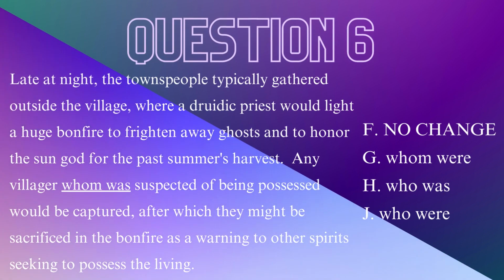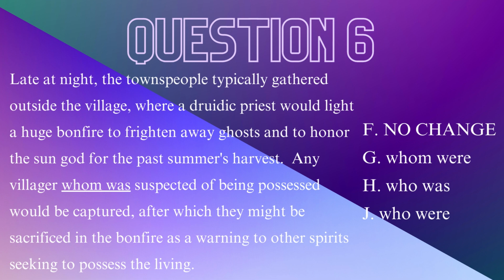Question 6. Let's look at the underlined portion. It says, any villager whom was suspected of being possessed would be captured, after which they might be sacrificed in the bonfires, a warning sign to other spirits seeking to possess the living. So underlined, we have whom was. Our choices are whom were, who was, or J, who were.